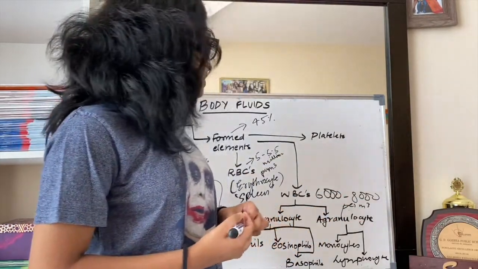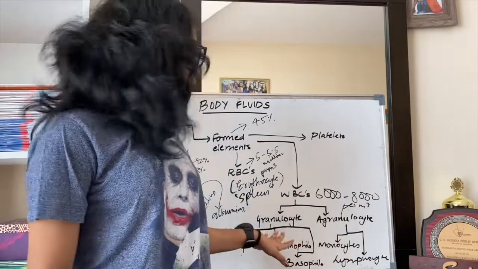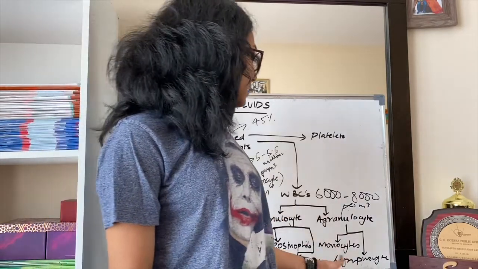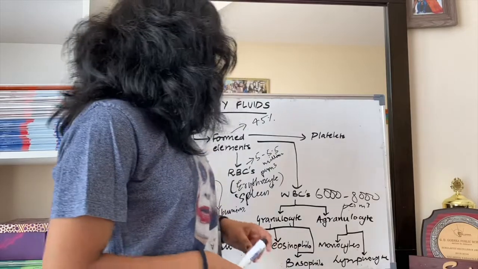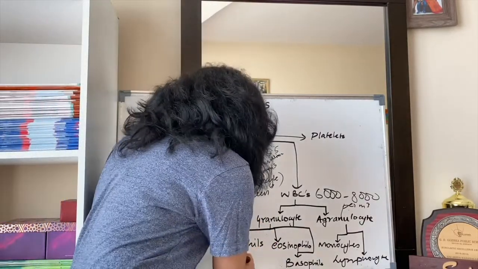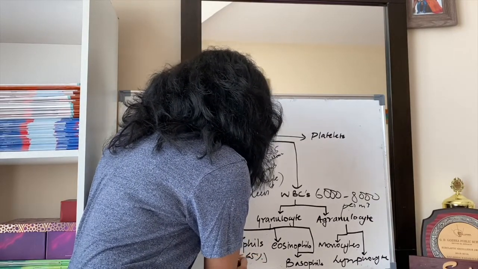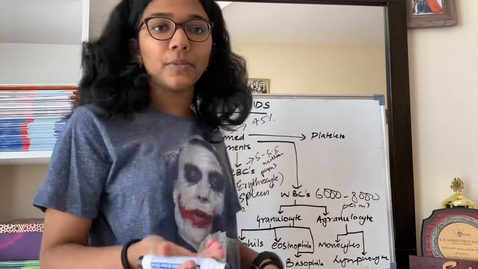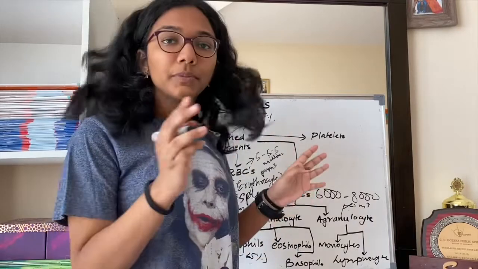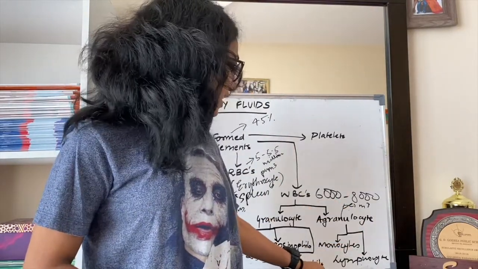Now, WBCs are of many types. Majorly, it's granulocytes and agranulocytes. Granulocytes are divided into neutrophils and eosinophils and basophils, and agranulocytes are divided into monocytes and lymphocytes. Okay, neutrophils are the most abundant WBCs. They're about 60 to 65%, and they're involved in our immunological activities, or defense of our body to fight microorganisms. Eosinophils are named because they are stained by acidic dye, and basophils are stained by basic dye.